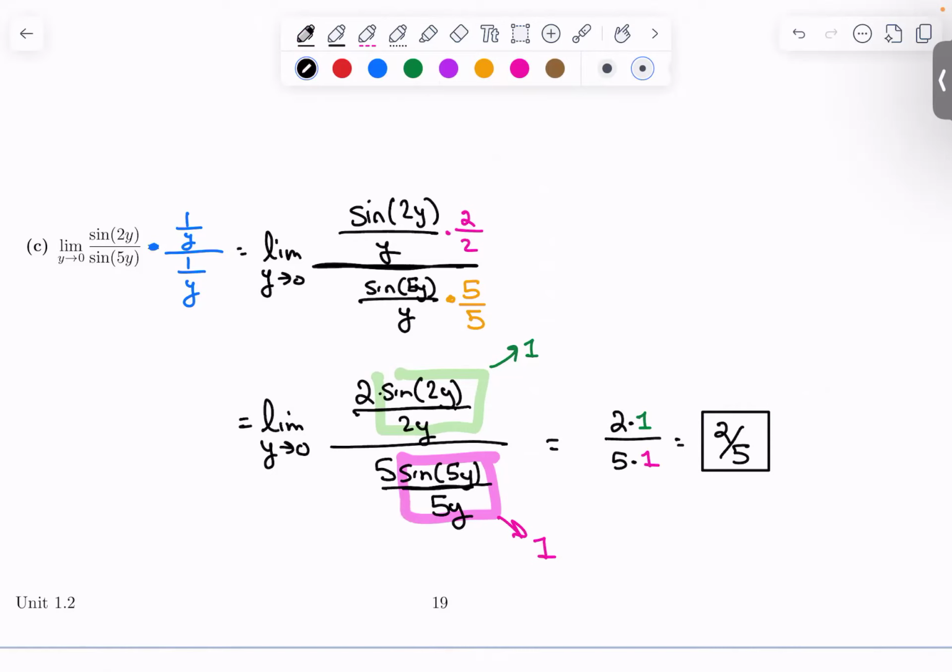All right. That's a tricky one, but it's kind of fun to mess around with these things. This is all about algebra. This is all cleverly multiplying by 1. We did it 3 times here.